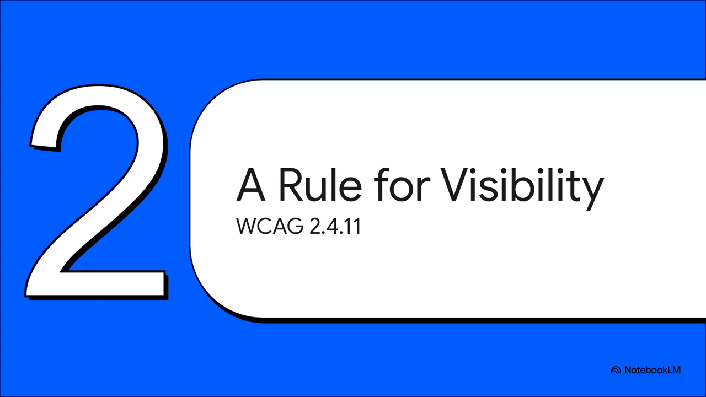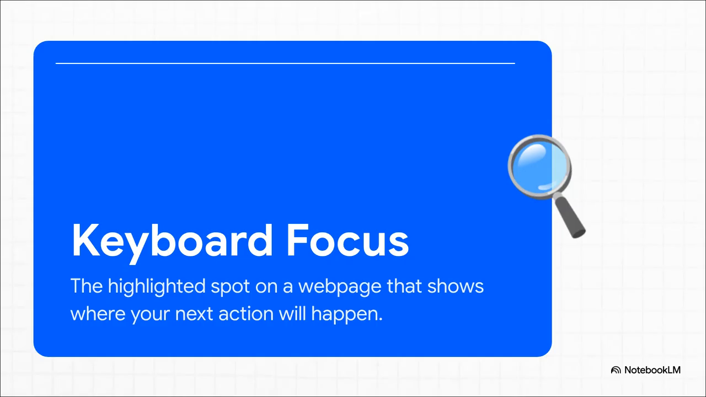There's actually a simple rule for visibility. And it's not just a good idea, it's an official guideline from the Web Content Accessibility Guidelines, also known as WCAG. Specifically, we're talking about Success Criterion 2.4.11. But before we get into the nitty-gritty of the rule, let's make sure we're all on the same page with this term, keyboard focus.